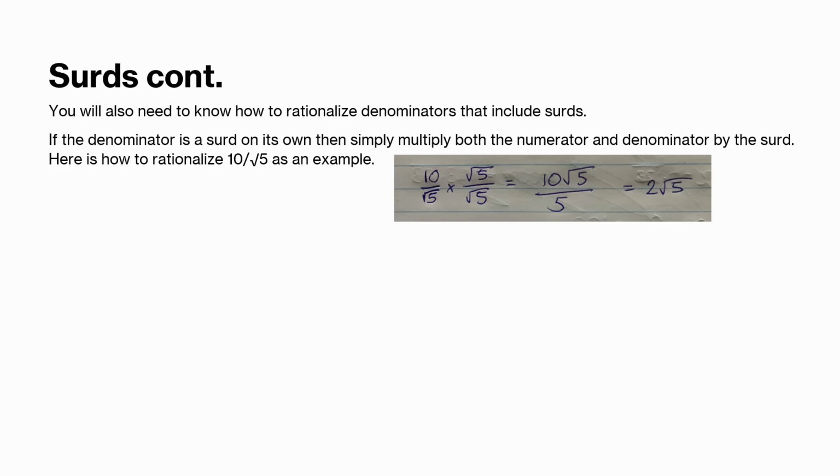So you would multiply 10 over root 5 by root 5 over root 5 to give you 10 root 5 over 5, since root 5 multiplied by root 5 is just 5. And for the answer, you'd simplify the 10 over 5 into 2 root 5.